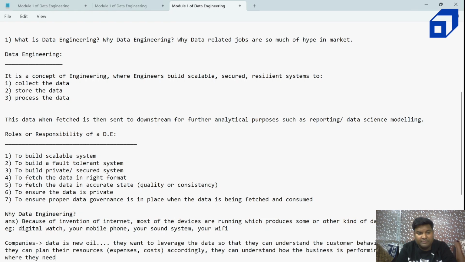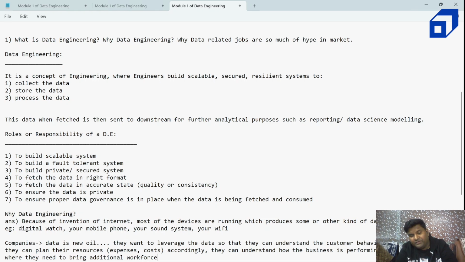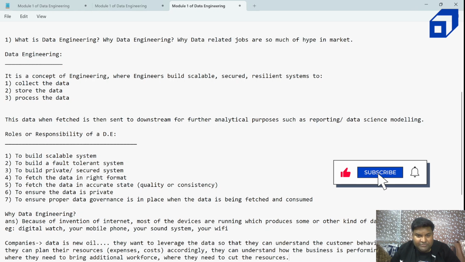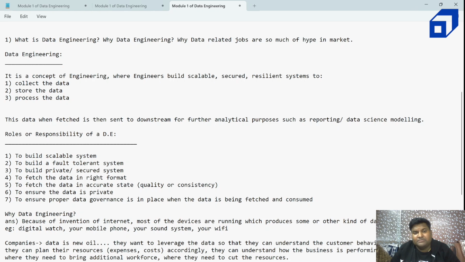where they need to bring additional workforce, or where they need to invest, basically, or where they need to cut the resources. Basically, where the growth is not happening or where the company is not doing right in terms of business, they want to cut the resources, right? Because for the company the data is the new oil, they want to fetch all of this data, and it becomes very important for them to hire the right kind of resources, basically data engineers, who can perform this, fetching the data, processing the data, and providing the right kind of data for the end users or for the downstream people so that they can perform the analysis properly, right?